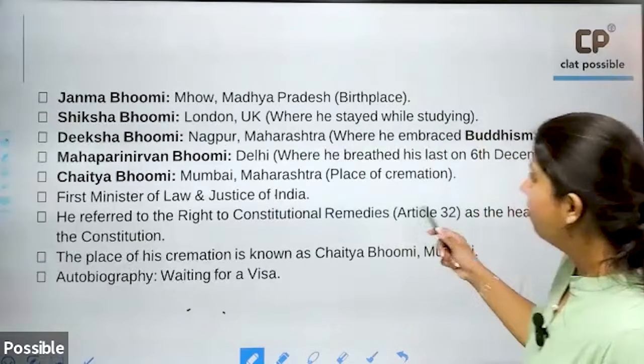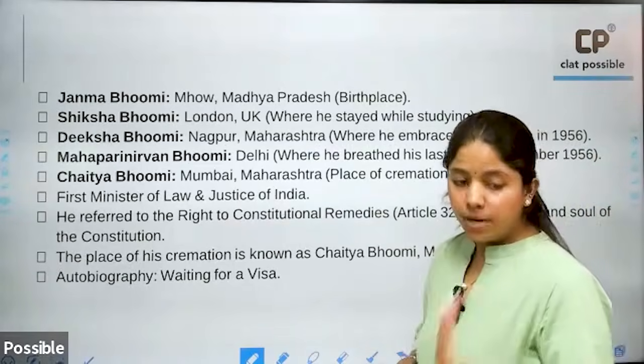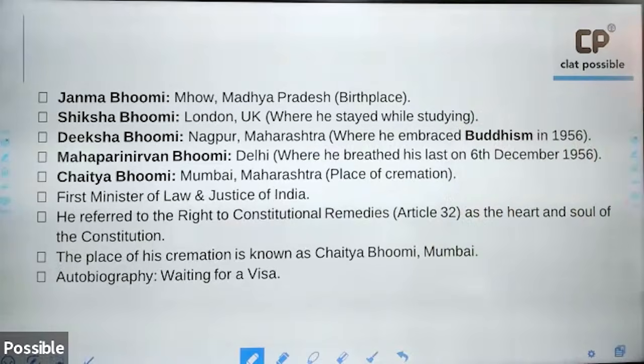Then the 5 Tirth places that have been recognized by the government pertaining to B.R. Ambedkar: the Janma Bhumi, where he was born; Shiksha Bhumi, where he stayed while he was studying; Diksha Bhumi in Nagpur, Maharashtra, where he converted to Buddhism; Mahaparinirvan Bhumi, Delhi, where he breathed his last in 1956; and Chaitya Bhumi, Mumbai, the place of his cremation.